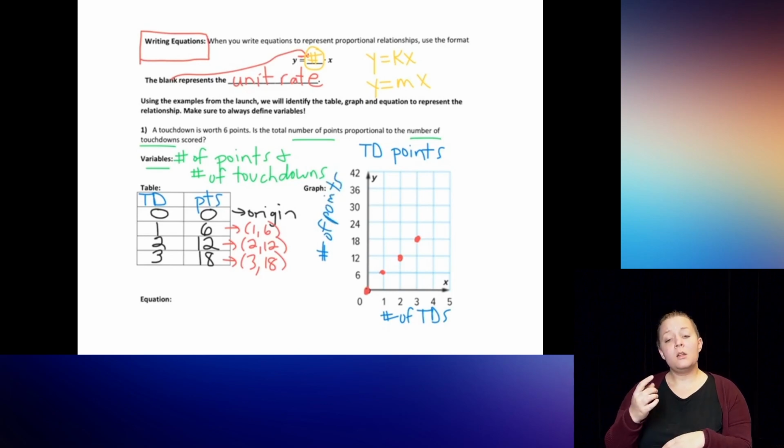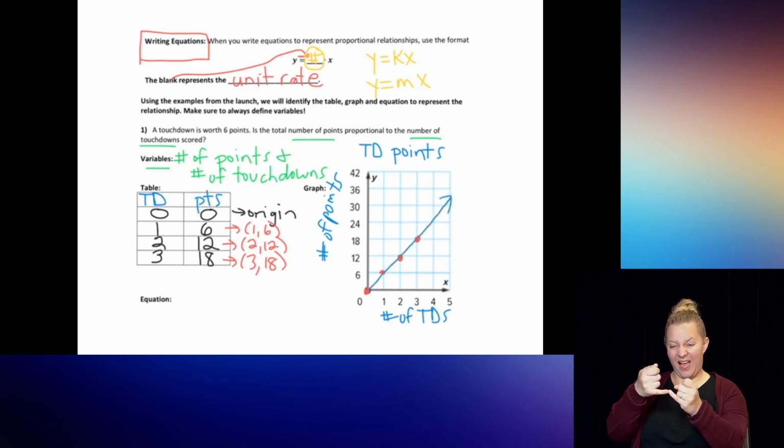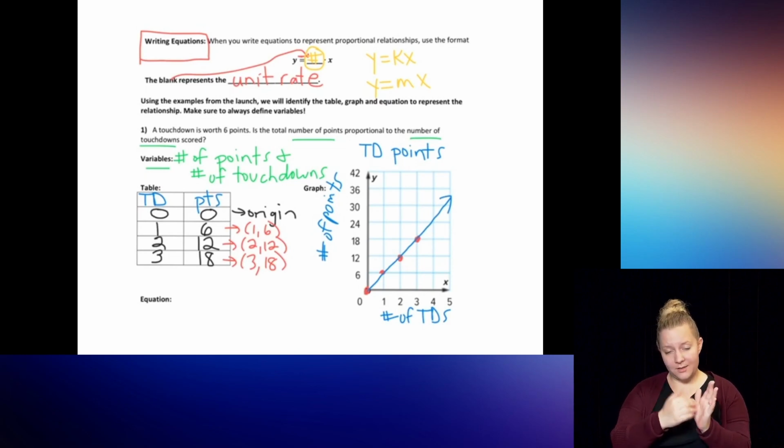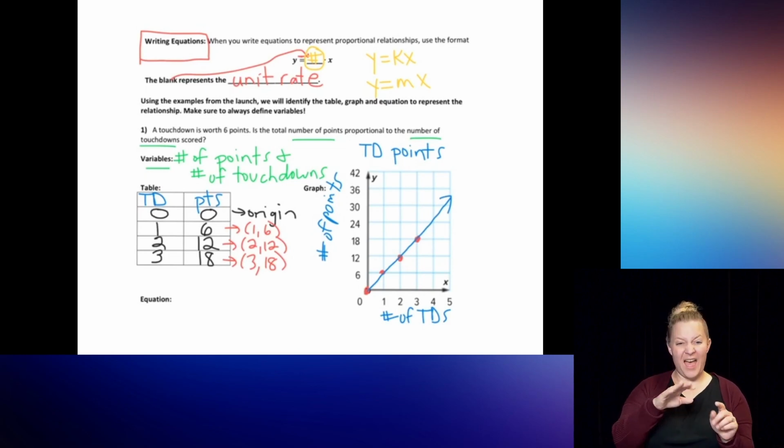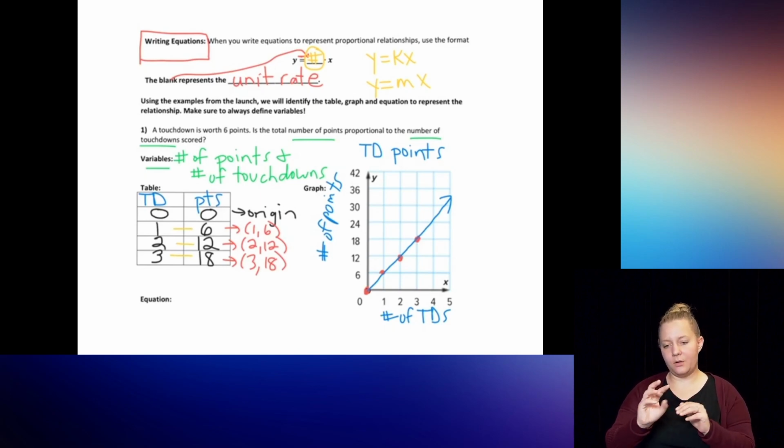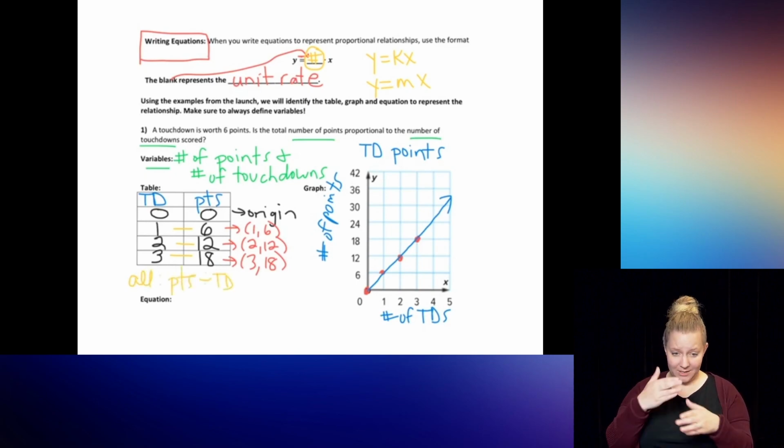And one thing to notice is that from the origin, it does have a straight line that would connect all the points, and an arrow shows that I could keep going and going and going if I wanted. Based on what you learned in lesson 1.4, you know that this table right here is proportional because all of these numbers would divide out to be the same. 6 divided by 1 is 6, 12 divided by 2 is 6, and 18 divided by 3 is 6. So on all of them, the points divided by the touchdowns are 6.